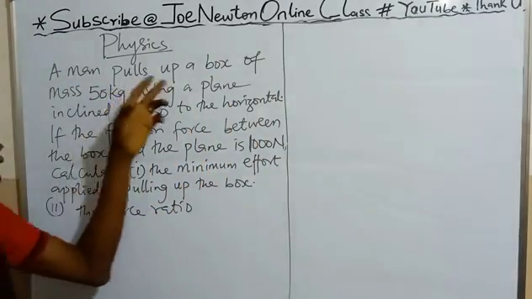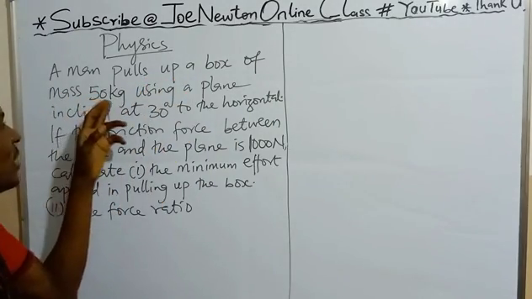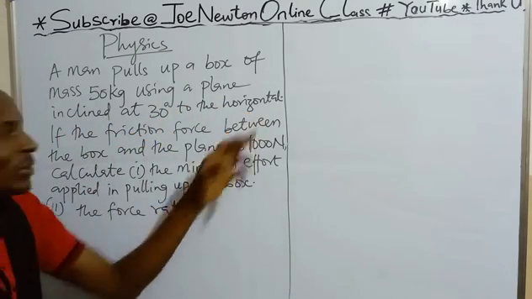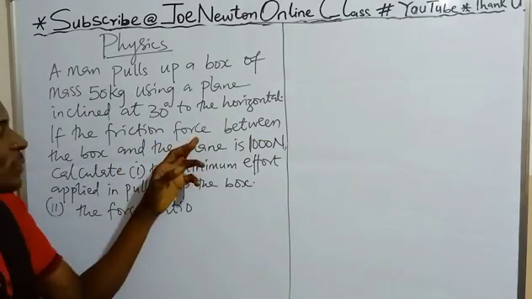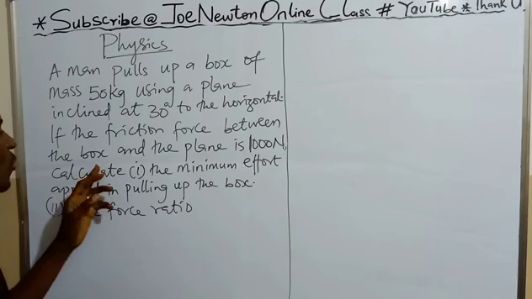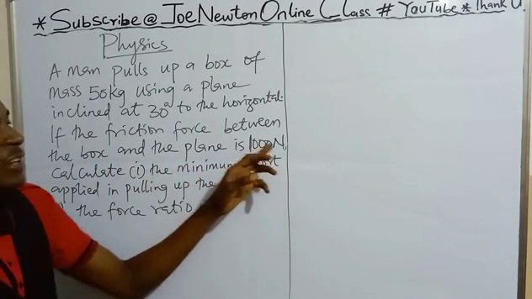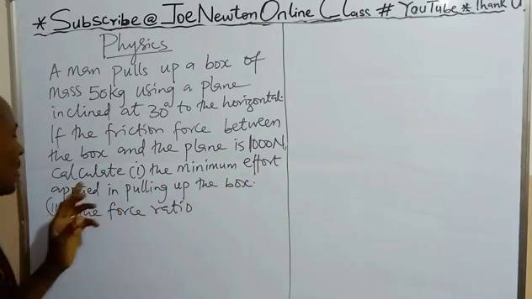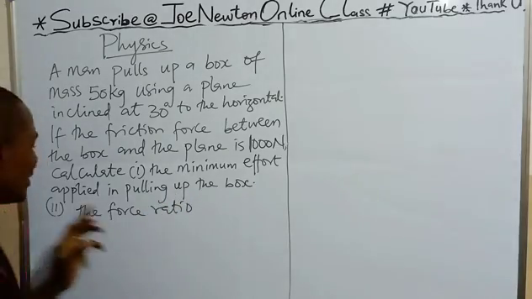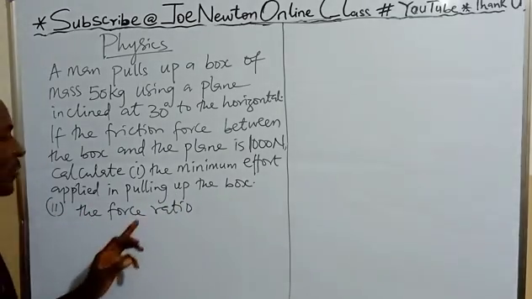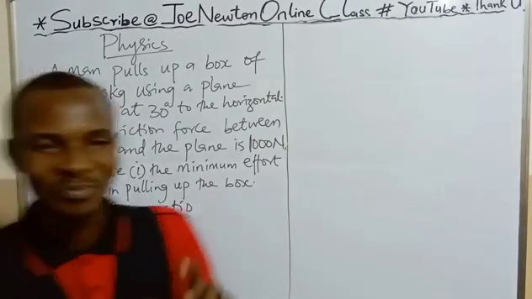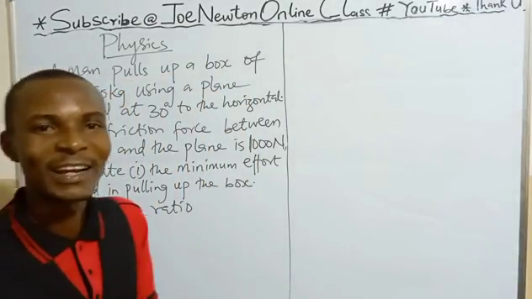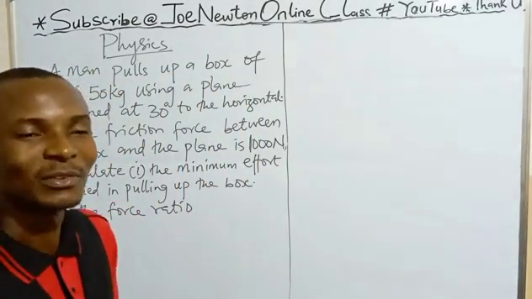A man pulls up a box of mass 50 kg using a plane inclined at 30 degrees to the horizontal. If the friction force between the box and the plane is 1000 Newton, calculate (I) the minimum effort applied in pulling up the box, (II) the force ratio. Now, let us proceed to the solution of this question. This question involves inclined plane and also friction, that is, machine.